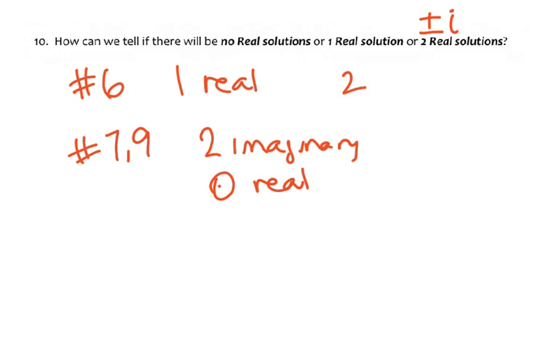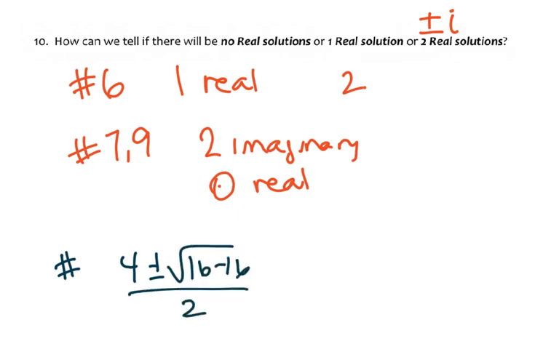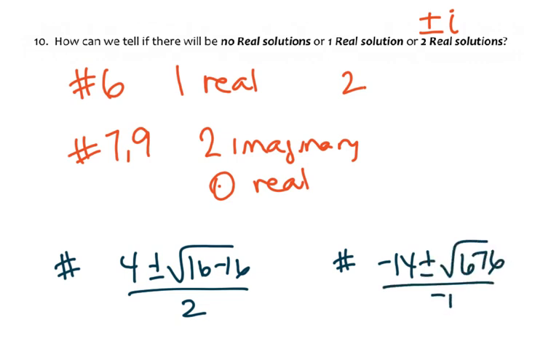So how do we tell? Do you remember looking at number 6 again? Look at what you had. You had 4 plus or minus the square root of 16 minus 16 over 2. Then if you look at number 8, which also had 2 real, you had negative 14 plus or minus the square root of 676 over negative 10.